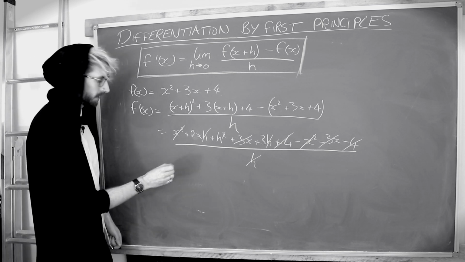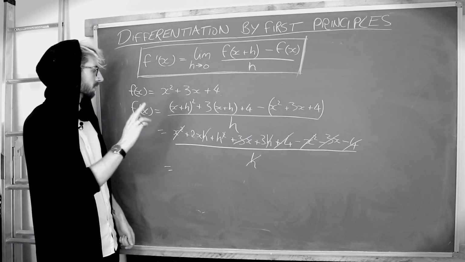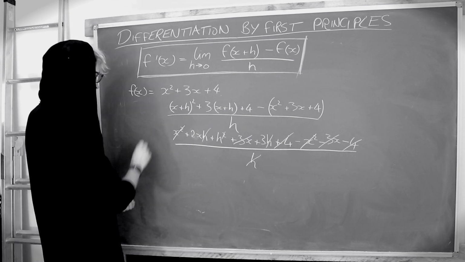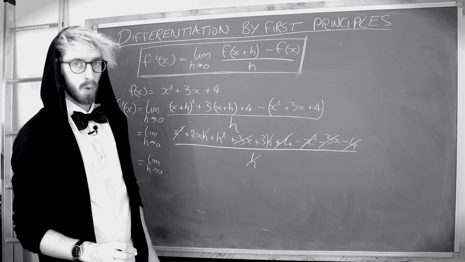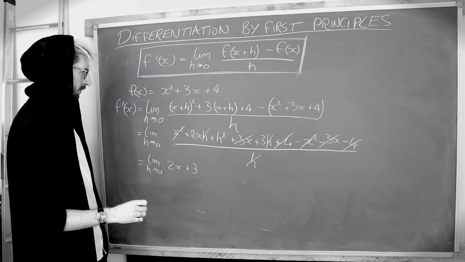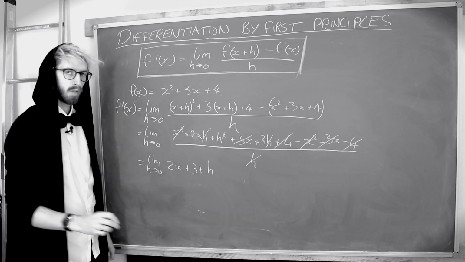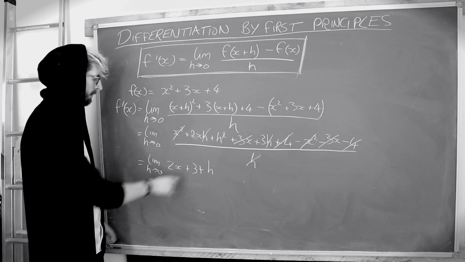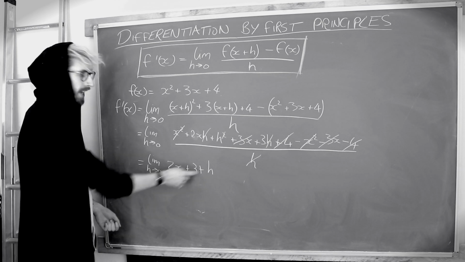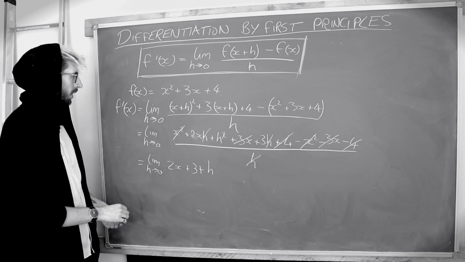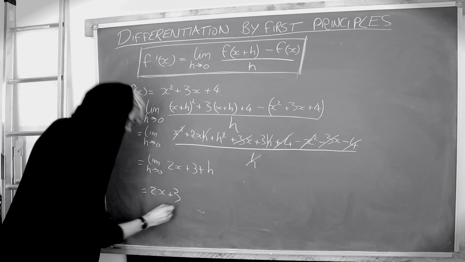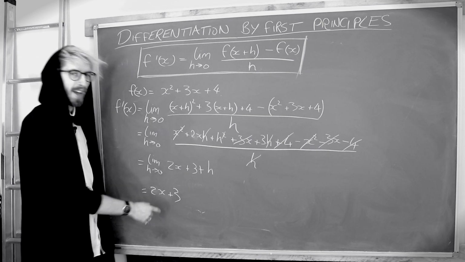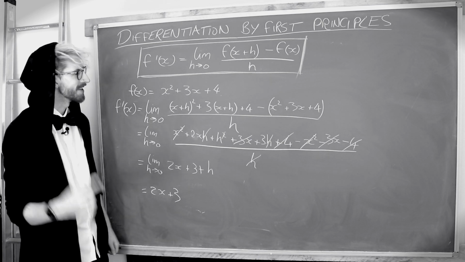What we get left with is, oh, I'm a hypocrite. I've missed the limit as h tends towards 0. Right, we're left with 2x plus 3 plus h. I missed the h from there. As h goes towards 0, this h on the end is just going to disappear, which leaves us with 2x plus 3. So we went from this to 2x plus 3, and I really like that.